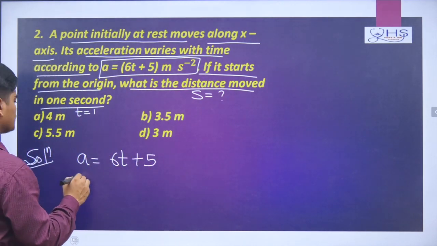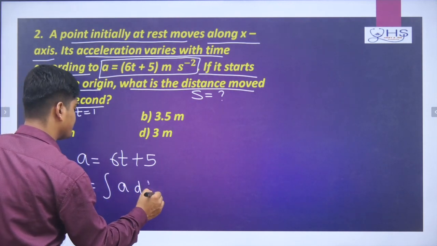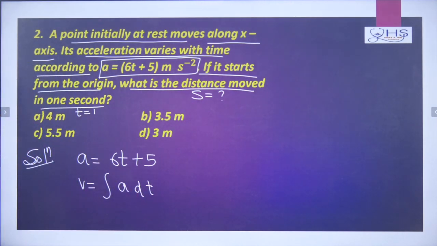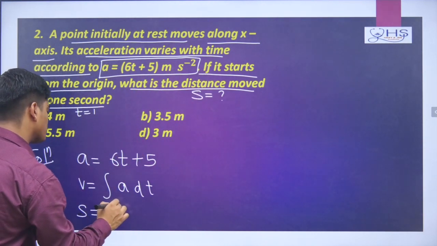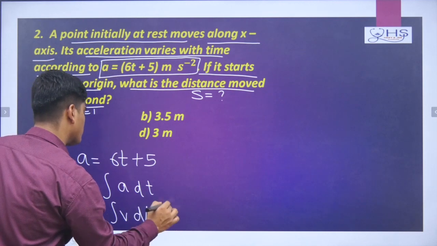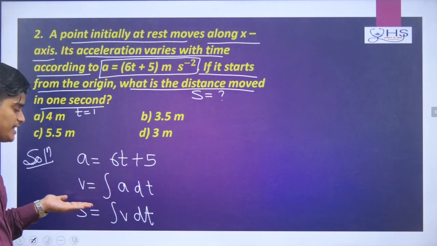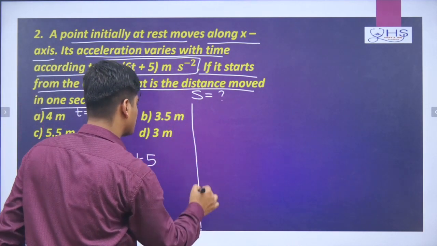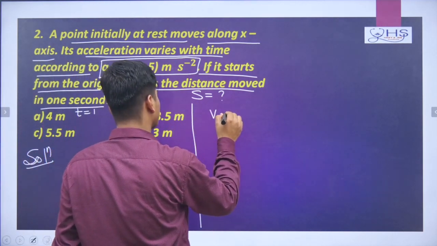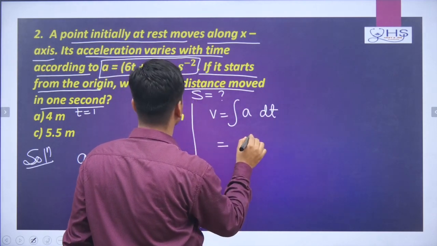Okay. Now here if you want to find velocity, what you have to do? Integration of a dt. So you can find velocity, but velocity is not asked, distance is asked. So distance means s. So here integration of v dt is nothing but what is that? Distance. That means first you need to find the velocity, then again you have to integrate velocity to get distance. Now let us solve here. So if you want to find velocity, then integration of a dt. So that is nothing but how much?